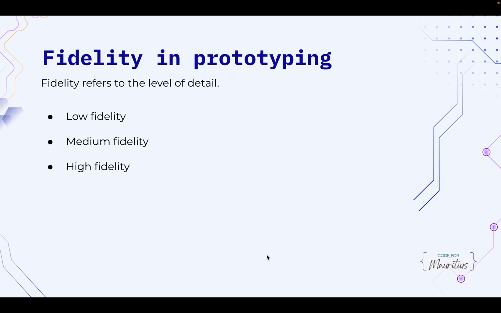And there's different levels of fidelity in prototyping. There's low fidelity, which is a very basic bare bones version of your final product. There's medium fidelity, which is a little bit more complex and detailed, and high fidelity, which is much more detailed. And for each type of fidelity, the type of feedback that you get is pretty different. And we're going to talk more about that later.